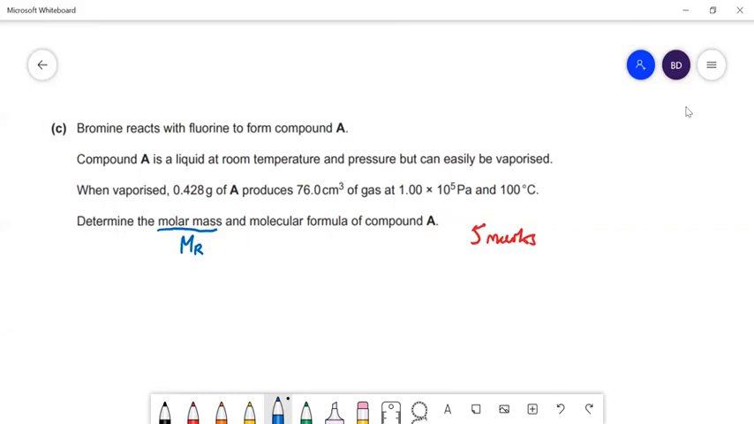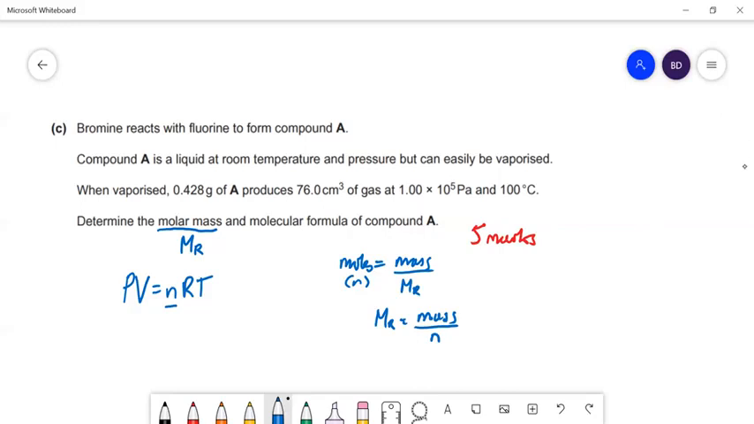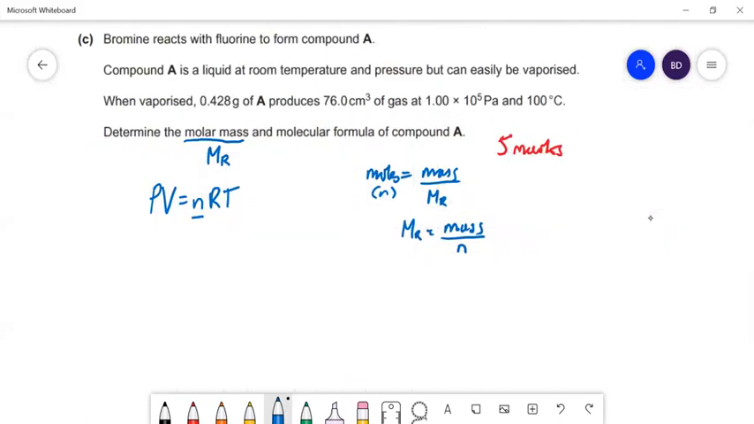Right. So what do we need? We need the ideal gas equation. We need PV is equal to nRT. We want to find out the number of moles we've got here. And of course, we know that moles is equal to mass over Mr, with n for moles. So rearrange that, we're going to get Mr is equal to the mass over the number of moles. We can work out the Mr, but first of all, we need to work out n using the ideal gas equation. So we're going to rearrange that, so we get n is equal to PV over RT.